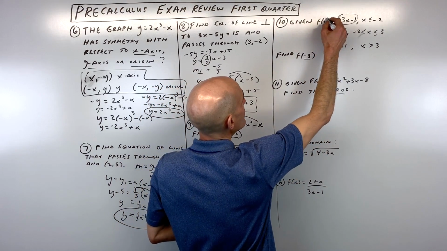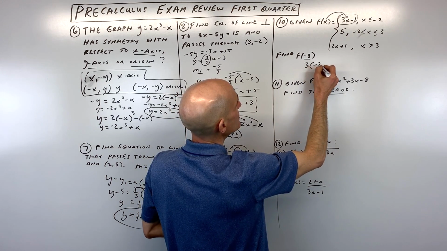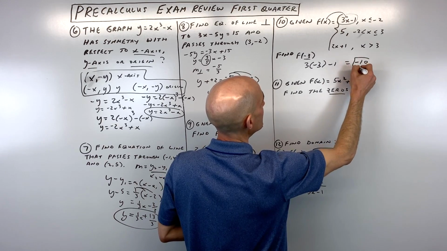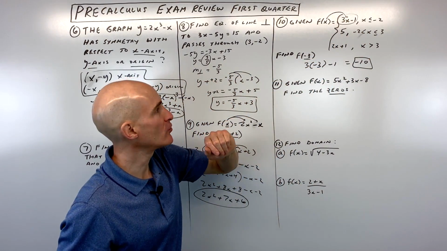So all we have to do now is replace x with what x equals, which is negative 3. So that's 3 times negative 3 minus 1. So that's negative 9 minus 1, which is negative 10. Okay, so it's just basically trying to figure out where that x value falls on which graph.